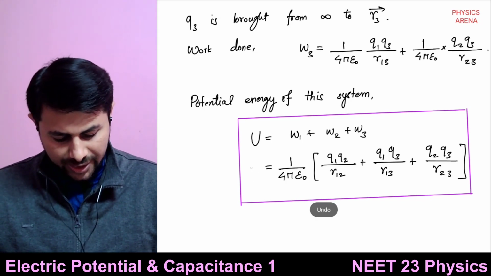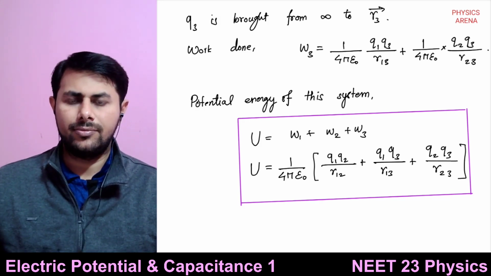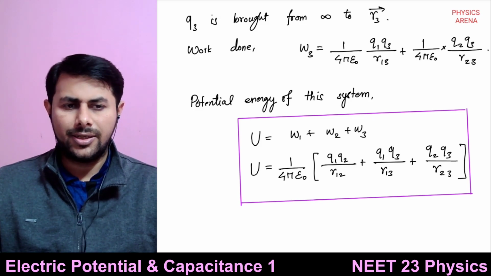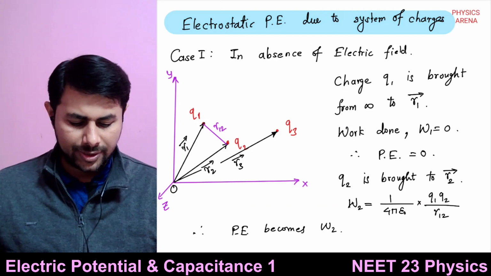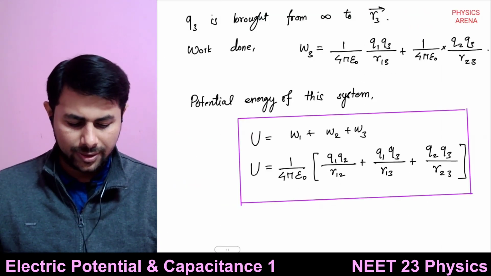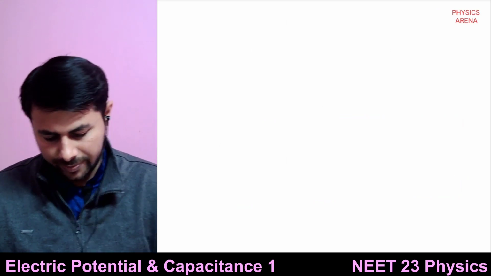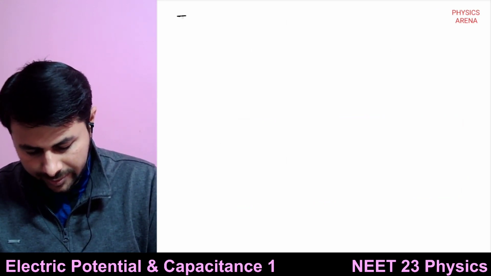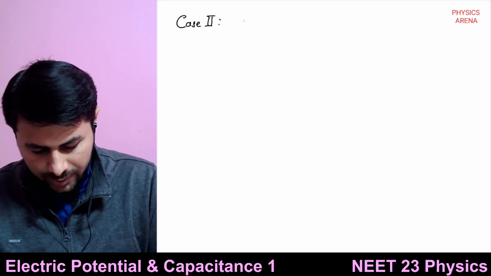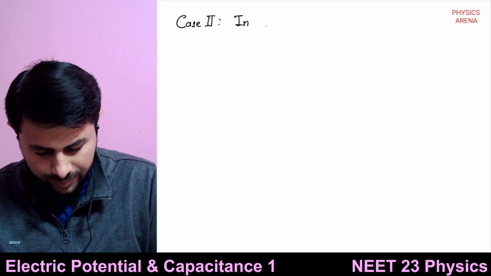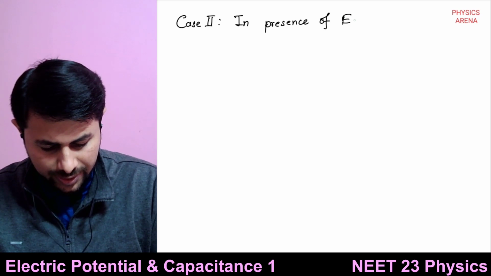And for n charges, we can keep on doing this. Okay, so is it clear? Yes, no? All right. So this is in absence of an external electric field. The next case is case 2, in presence of some external electric field.